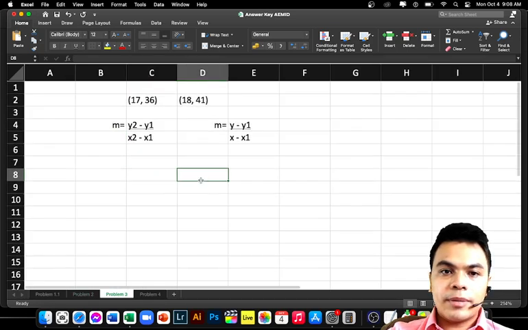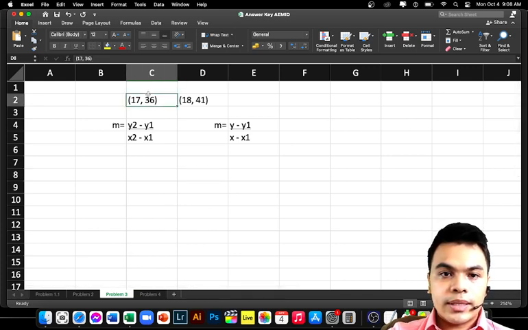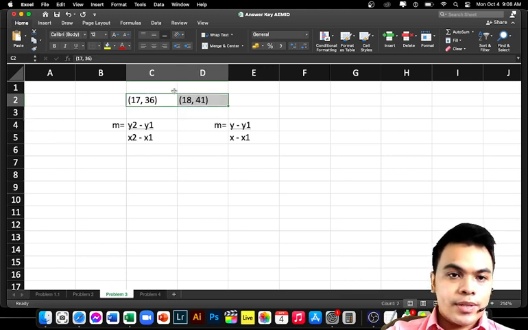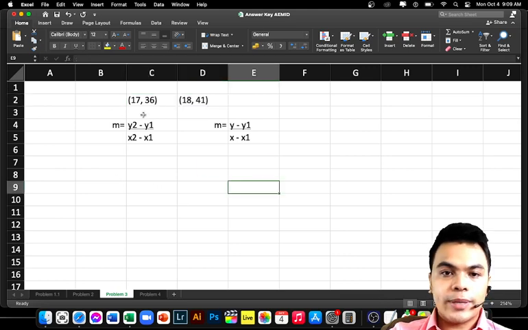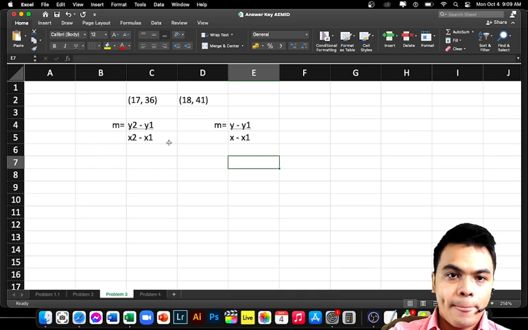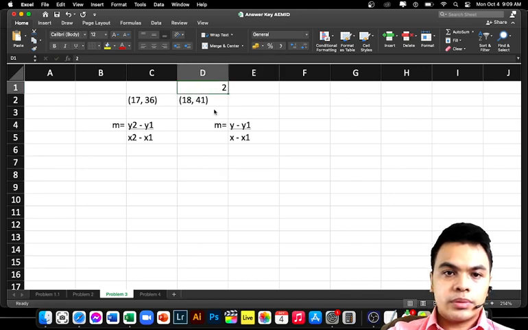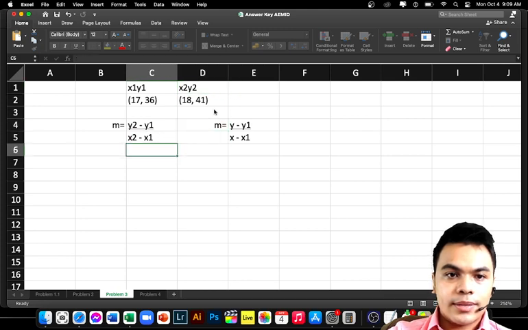For problem number 3, we are required to compute for the equation given only the coordinates. So I have written here the two formulas we are going to use. First is the slope formula and the slope-intercept formula, so we can identify the line. Let's make this one x2, y2, while this one is x1, y1. Okay? So let's start with this one.